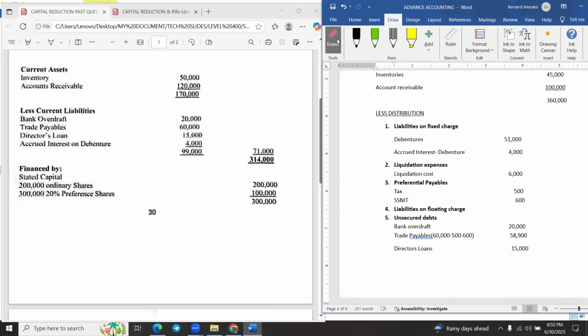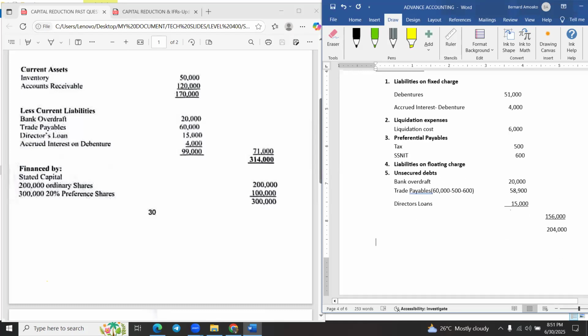Please, what's the total? 156,000. When you do the entire total, 156,000. Now, if you take that from the 360,000 we have, it gives 204,000. Thank you. Much appreciated. 204,000. Now we can go ahead and do step 6.